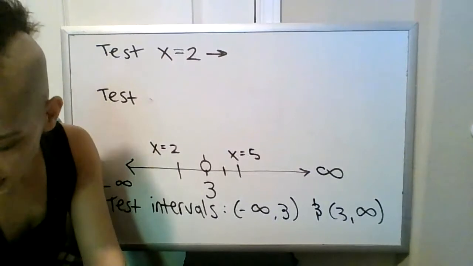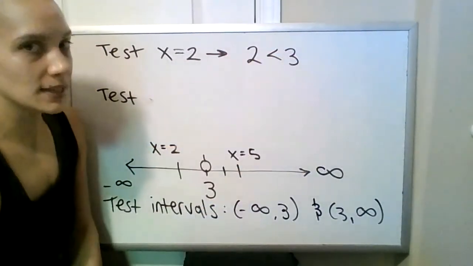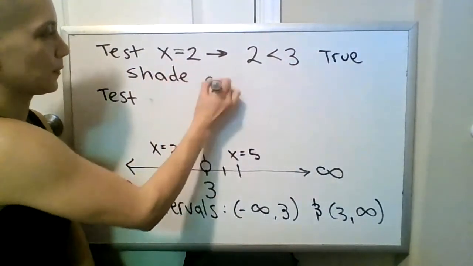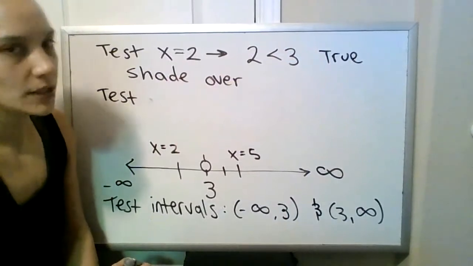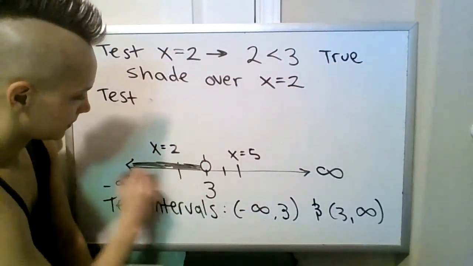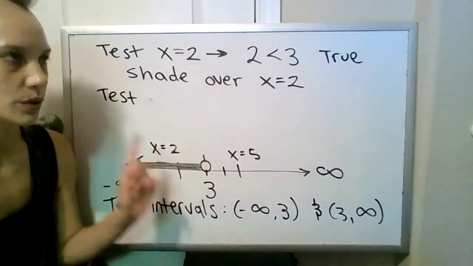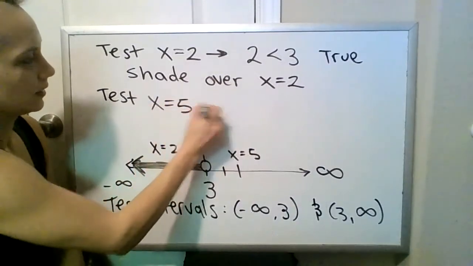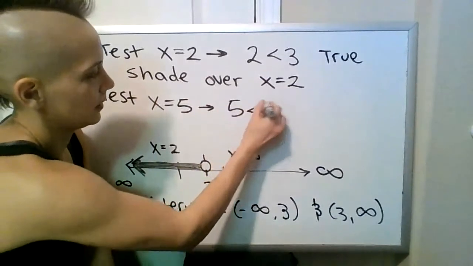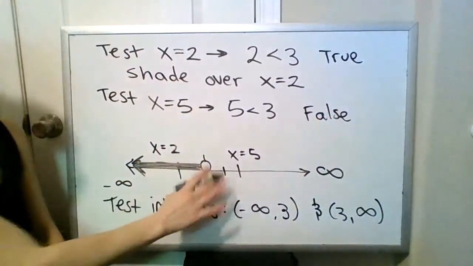So check out the set. What are the instructions? It's going to have 2 less than 3. 2 is less than 3, so that's a true statement. When you have a true test point, shade over that point. And we're just going to check that we don't want to shade the other side. So we're putting in x equal to 5. Back to the instructions in your set. Would 5 be less than 3? No, that would be false. So you do not shade that side.